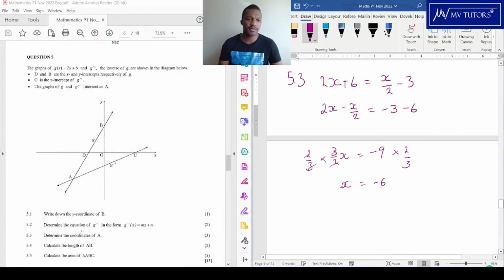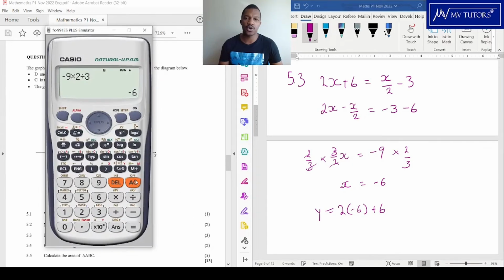Okay, now check this out. Let's say determine the coordinate. Remember, a coordinate comes with x and y. So I just solved the x part. I need to solve the y part now, sorry. So I can put it in any of these equations. I'm just going to take this equation. It looks a bit easier to work with.